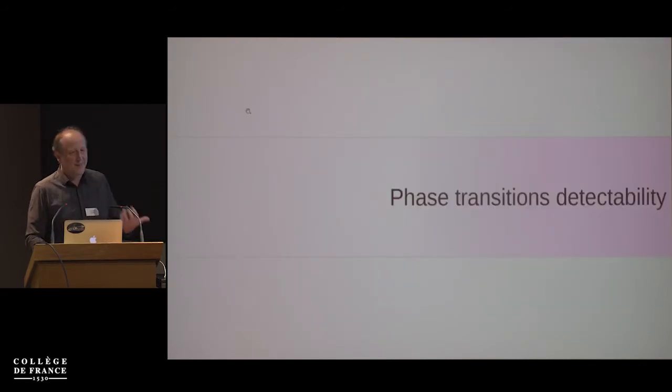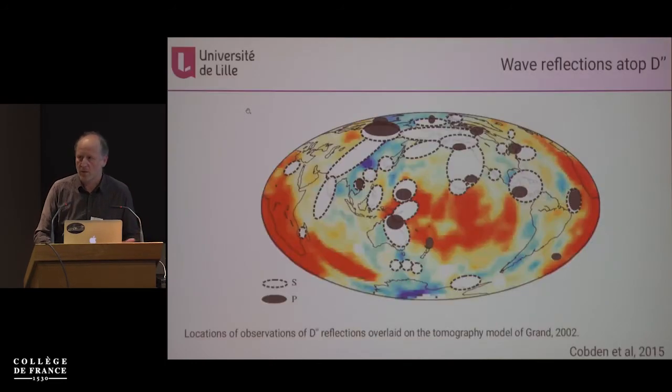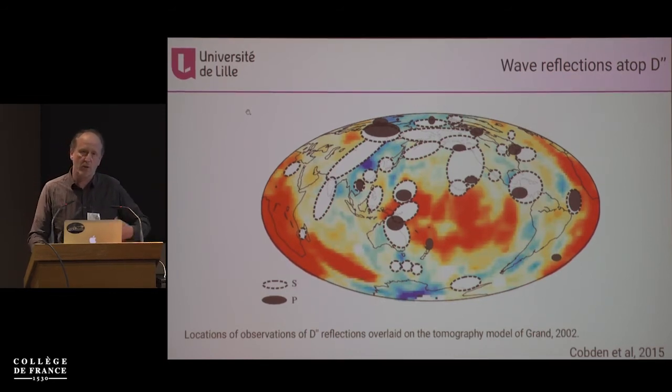So how about detectability? Why do you see phase transformations and why don't you see phase transformations? For instance, here's a map from a synthesis by Laura Cobden, showing reflections that you can see on top of D double prime. If you think there is a transition between bridgmanite and post-perovskite in D double prime, you might expect to see reflections in quite a lot of locations on the Earth, but actually you don't. I mean, sometimes you do. You see a lot of regions where you see S reflections. You see P reflections in some parts of the D double prime layer, but not everywhere.